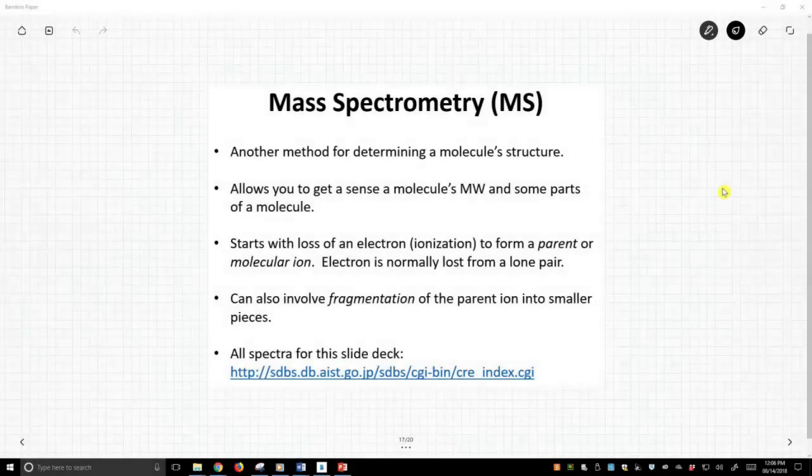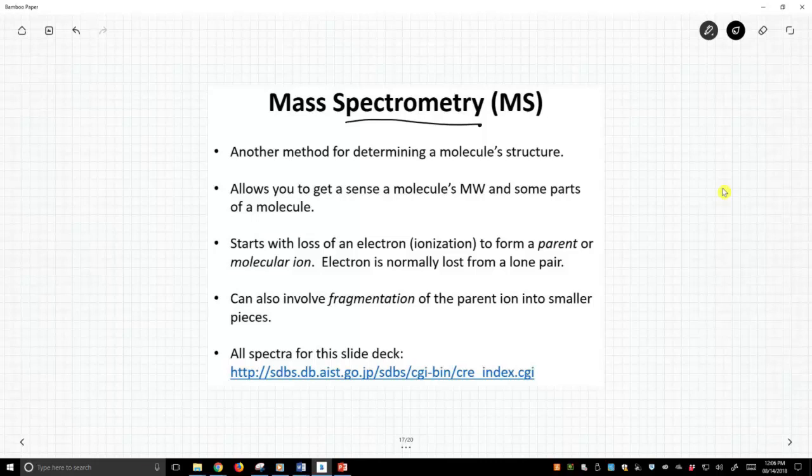Okay, so in addition to infrared spectroscopy, we also have a technique called mass spectrometry, or simply MS. Note this is spectrometry, it is not spectroscopy. It's a confusing distinction, but one method, spectroscopy, relies on photons and light, and mass spectrometry typically does not involve photons or light detection. So this is another method for elucidating a molecule's structure.